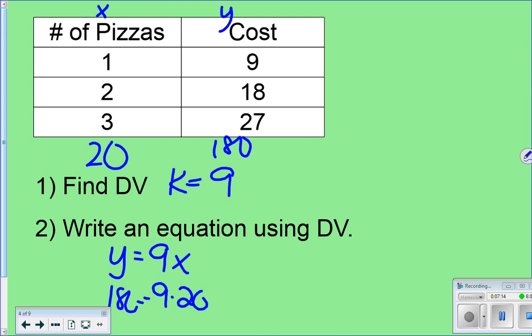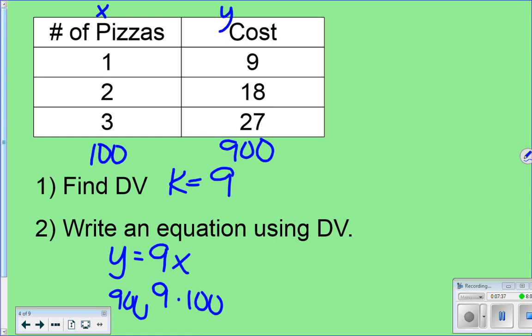Guess what's in my y column then? Okay, so you can use this equation to figure out how much any number of pizzas that you want to buy is going to cost. If I want to buy 100 pizzas, let's buy 100 pizzas. They're still going to be $9 a pizza. So where am I going to put that 100 now? Right here. And how much is it going to cost me? $900. It would go on this side.